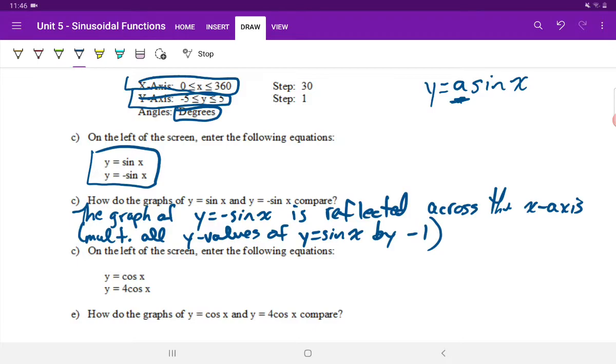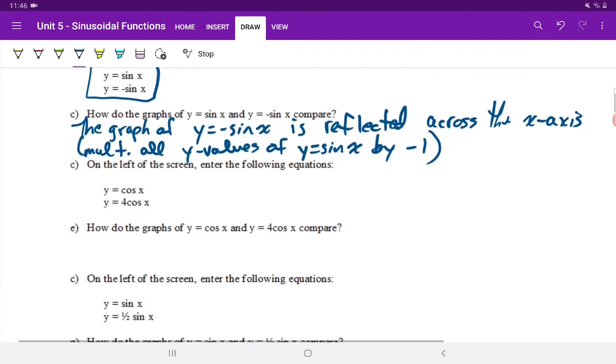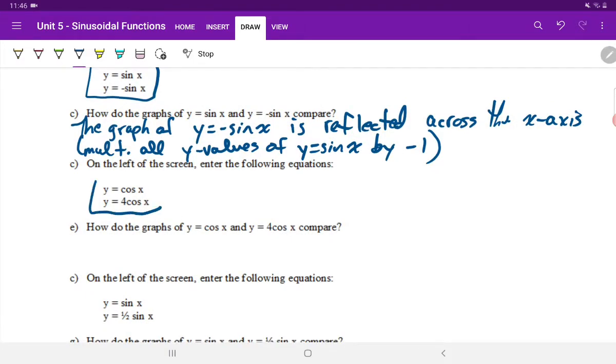Let's continue. Okay, so now we know the effect of a negative value out in front of sine or cosine. It flips your graph. It reflects it across the x-axis. And now we're doing the following two equations: y equals cos of x and y equals 4 times the cos of x.